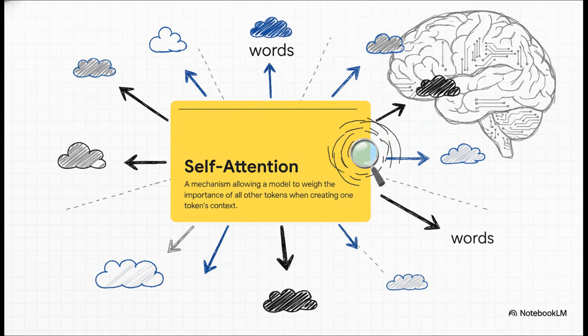What it does is it gives the AI the ability to look at any single word in a sentence and instantly calculate how important every other word in that sentence is to it. It's like giving the AI a perfect, flawless memory and the ability to see all the hidden connections at once.